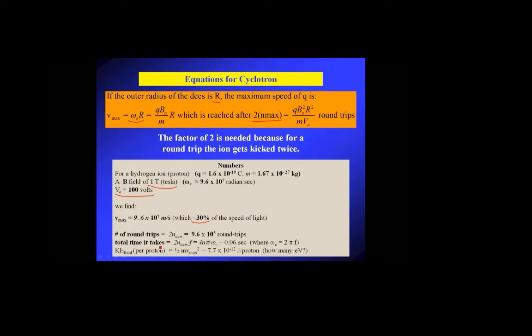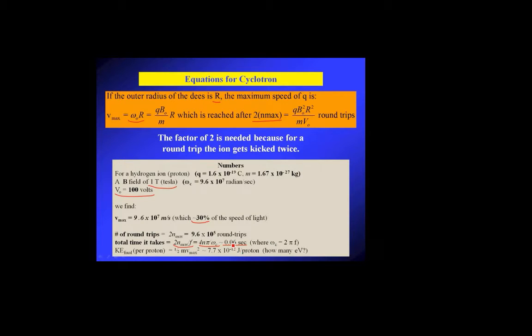The total time it takes to reach a radius of capital R is given by, first of all, this equation here, where 1 over f is the period to go around the circle once. So multiplying that by 2 n max will give us the total time it takes. Putting in n max and f right here, we get this quantity here. Here's n max. Here's the angular frequency. And we calculate the time for the total trip to be 0.06 seconds. And here's the relation between omega c and the f.